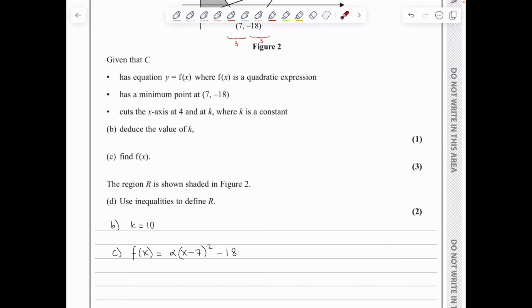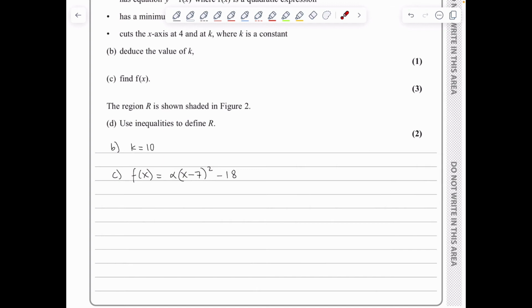So why does this form work? Well, when x is 7, then the whole bracket here drops dead and it's -18. And because something squared will always be greater than or equal to 0, I know that the graph of f of x will be from -18 upwards. So the minimum point will be at (7, -18). In other words, this particular form is forcing this quadratic to have a turning point, a minimum or a maximum, at (7, -18). Now I'm going to use the fact that we pass through (4, 0).